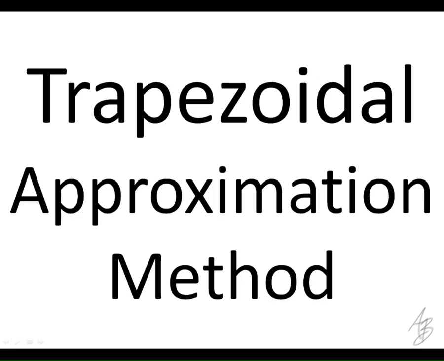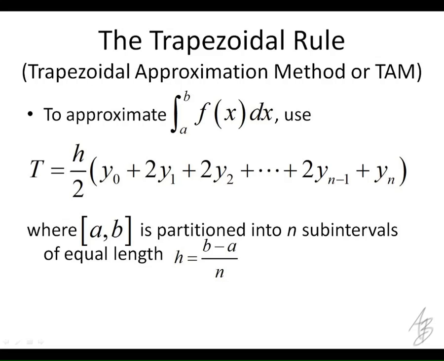In general, this approximation method is a little bit more accurate, but also slightly more involved to find the value of. First, we'll have a look at the definition or the rules given for the trapezoid approximation method. To approximate the integral from a to b of f of x, remember this is finding an area between f of x and the x-axis.